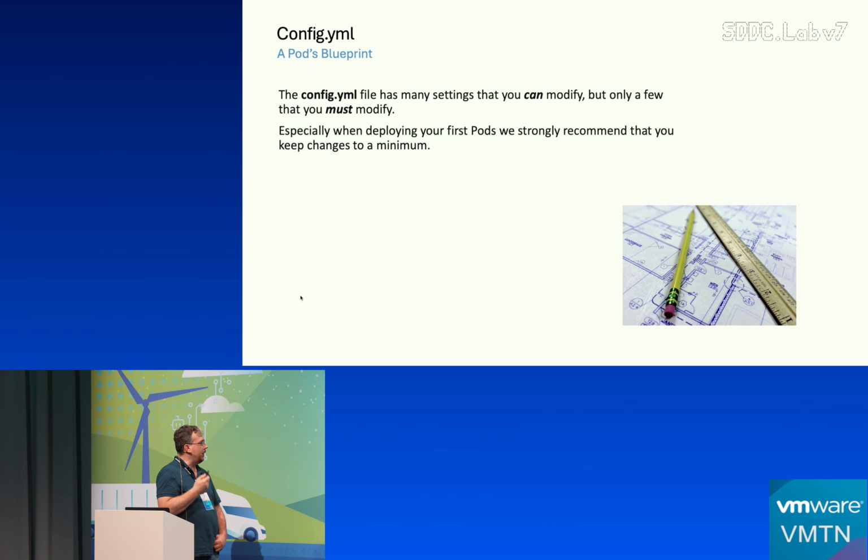So a little bit more of a look at the config YAML. Like I said, it's the blueprint of a pod. It will contain every setting of every component in a pod, all the way from your physical ESXi down to the overlay networks of NSX. It's a huge file. It has a lot of lines of code. But like it says here, what we recommend is that you keep your changes to a minimum, at least from the beginning, because it can get very overwhelming after a while.